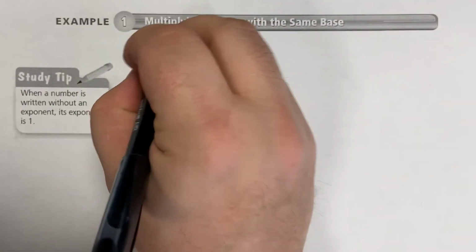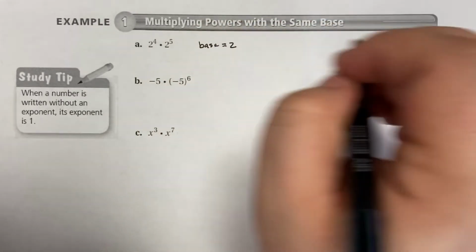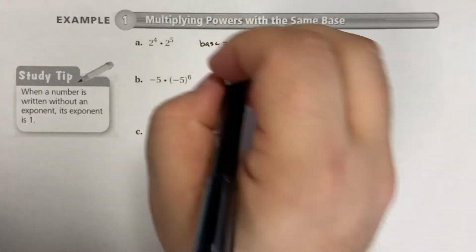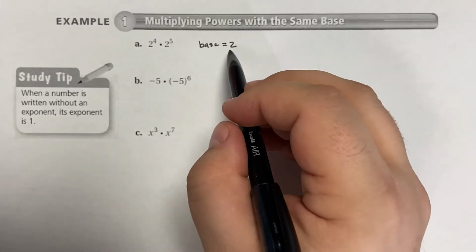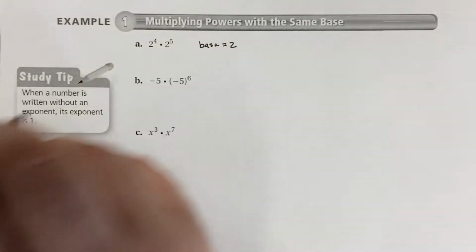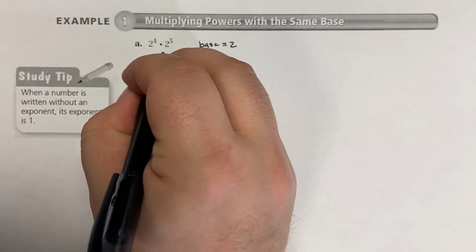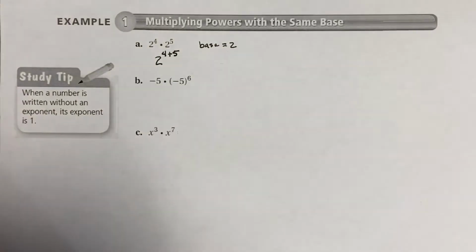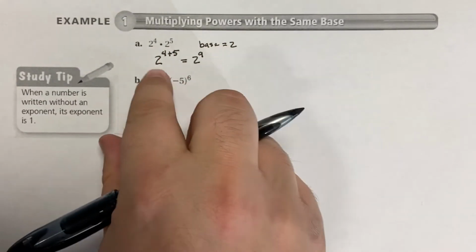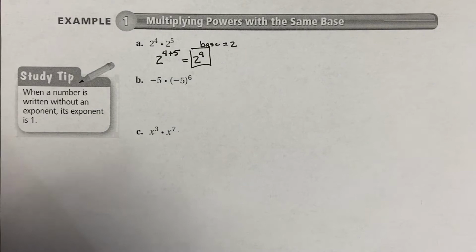So here on problem A, our base is 2 and our exponents are 4 and 5. When our bases are the same, and there's only one to write down, so there's 2, then when we're multiplying, we add the exponents. It really comes down to being that simple. So this is the same thing as writing our base and then adding our exponents. Well, 4 plus 5 is 9. So 2 to the 9th is a perfectly reasonable answer.